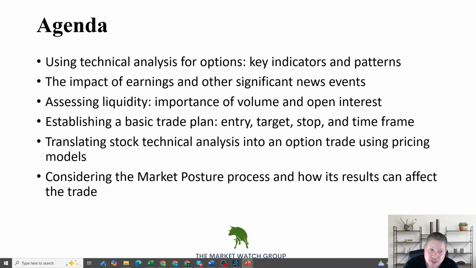Lastly, I want to make sure that you're considering the market posture process and how its results are going to impact the trade, whether you're just putting it on, whether you're managing the trade, or whether you're looking to see if I need to close the trade. Those are all very important things that the market posture can help us do better. So with that, it's a big agenda. Let's get started.